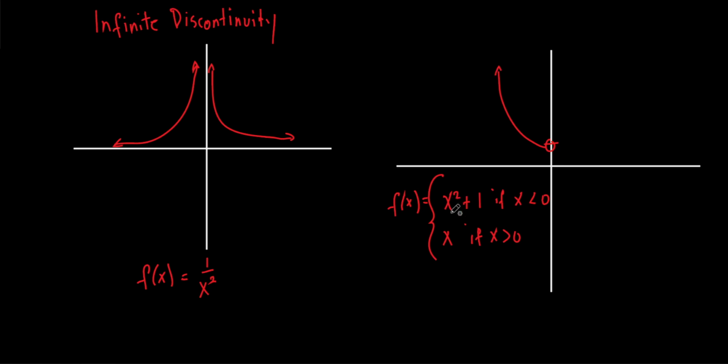Does that make sense? X squared is a parabola, plus 1 means we just shifted up 1, and then if it says if x is less than 0, we can only use the part that's to the left of 0. So we can't use this part right there. Right? And that's an open circle right there. It's not a closed dot right there.